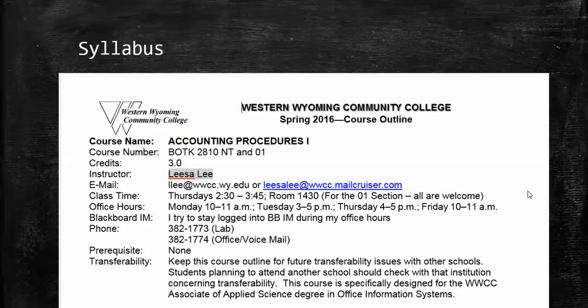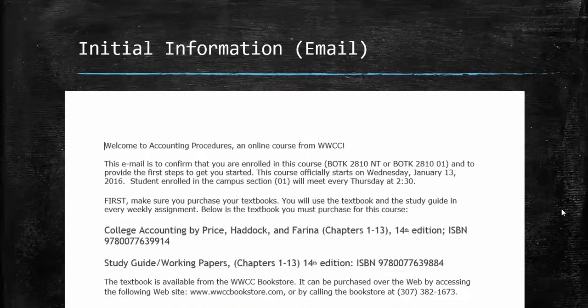Of course, you should read through your syllabus carefully. I have updated it. I taught accounting procedures online for the first time a year ago, and it went very, very well. However, I did want to make some changes that I've put into this class. So do take care to look through the syllabus. Also, review the initial email. I did send it to your email address, and it is also listed under course information. It has a lot of other information.